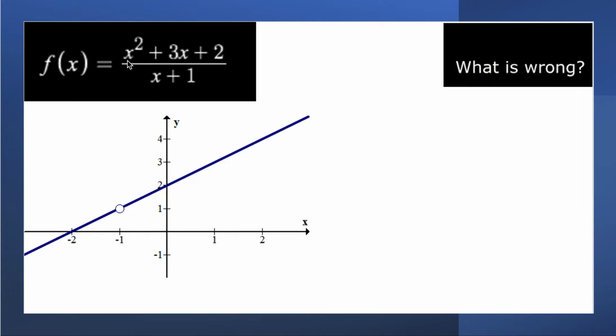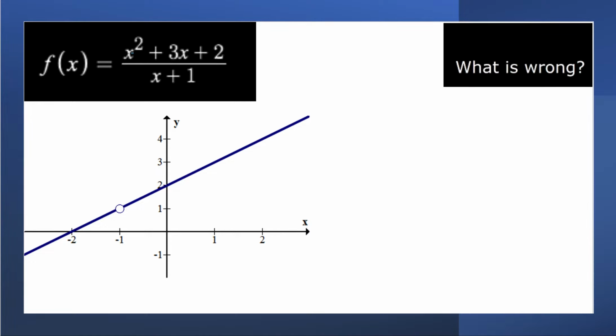We have a rational function f of x is equal to x squared plus 3x plus 2 divided by x plus 1. And it asks what is wrong. So in fact we have here the rational function, but if we see the graph, it looks like the graph of a linear function. However, let me take a pen.